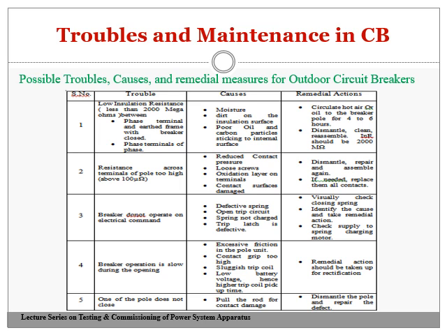Similarly, the fifth one is that one of the poles does not get closed, possibly due to damage to the pull rod or contact, and remedial action may be taken as you have seen in the last column. This is about the possible troubles that may occur in circuit breakers, the causes for each particular trouble, and the remedial action. This is meant only for outdoor circuit breakers.